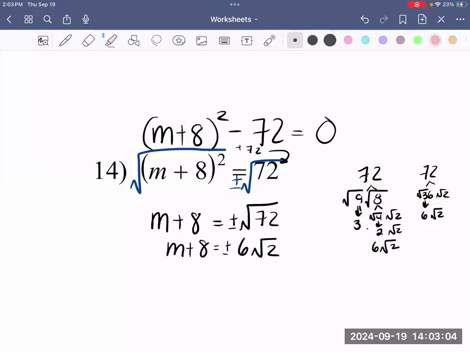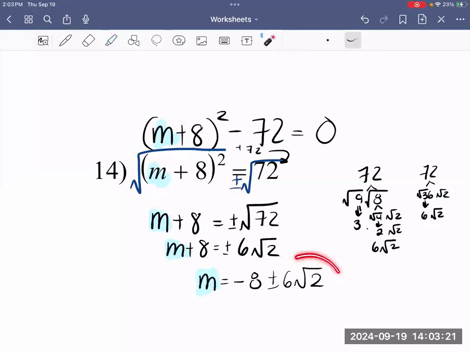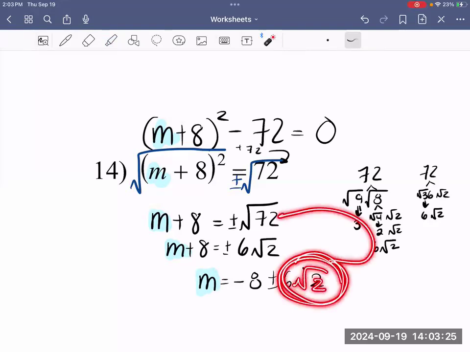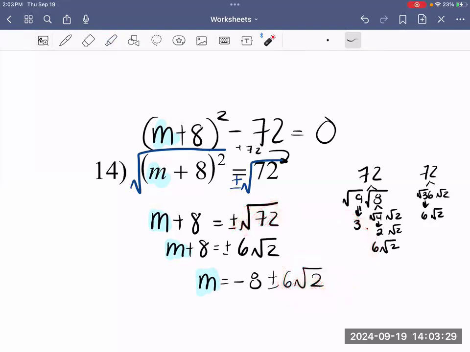Going ahead and isolating your m here, getting it all alone and to one side. We get m is equal to negative 8 plus or minus 6 root 2. We cannot combine your negative 8 and your 6 because 6 is directly attached to the square root of 2. This number is really representing the square root of 72 and will come out to be a number. So you have two solutions here, and that is how we get it.